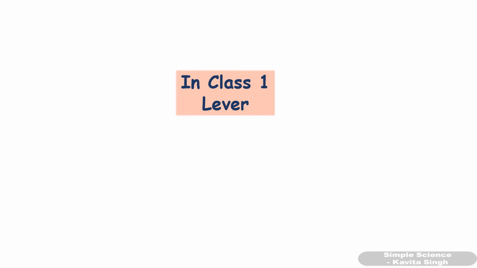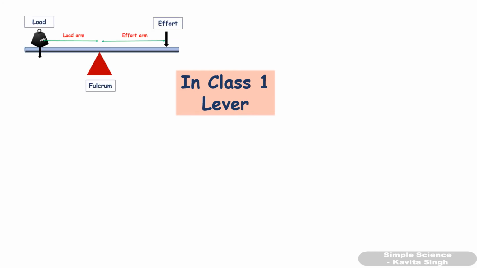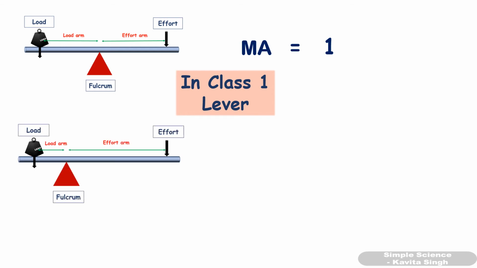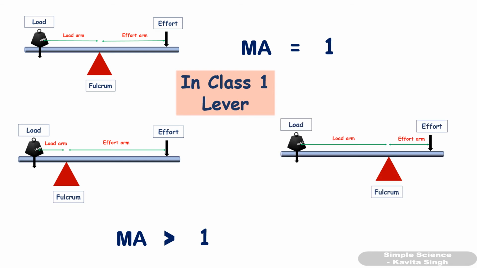Now in class 1 lever, based on the position of fulcrum, if fulcrum is exactly in between load and effort, that means load arm is equal to effort arm. And you know that mechanical advantage is effort arm upon load arm. If both are equal, then mechanical advantage will be equal to 1. But if fulcrum is towards the load, that means effort arm is more, then the mechanical advantage will be more than 1. And if fulcrum is towards the effort, that means effort arm is less than load arm, then in this case mechanical advantage will be less than 1.